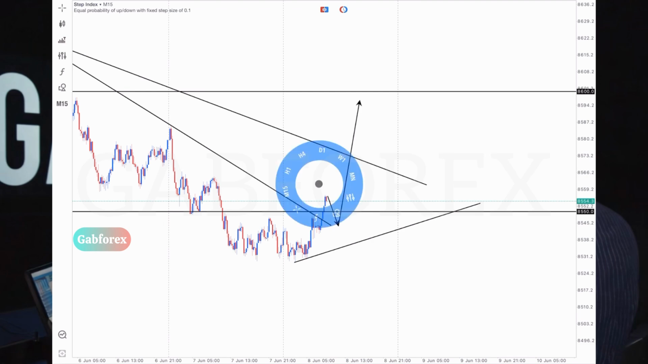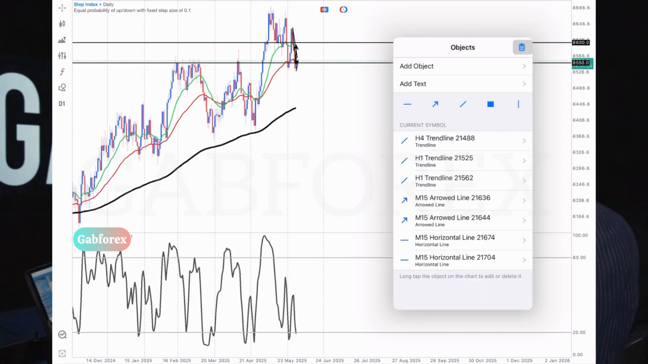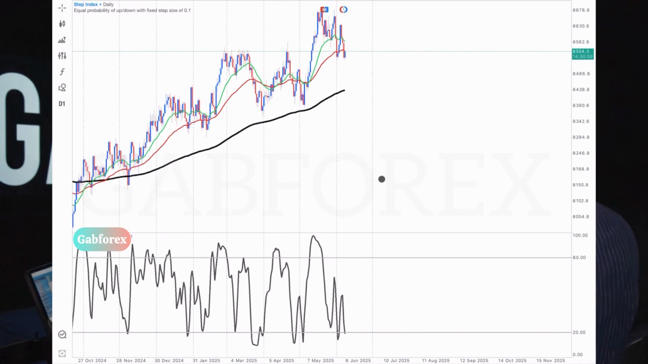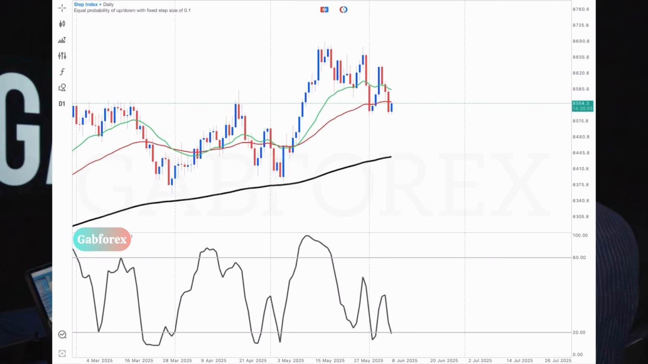All right, so guys, let's go to the daily time frame. I'm going to take out everything I have on my chart. Right now, we don't just connect our trend line because we love to connect trend lines. We identify the trend of the market first. After identifying the trend of the market, then we connect our trend lines, if you're following.